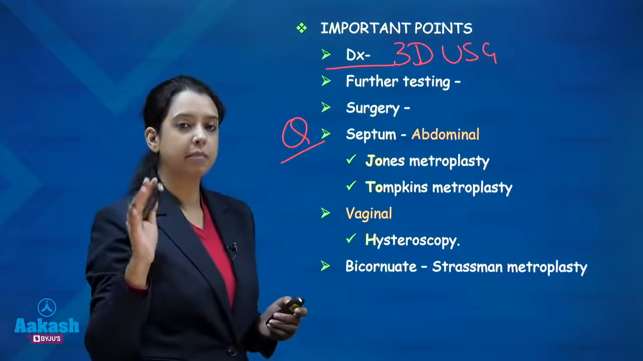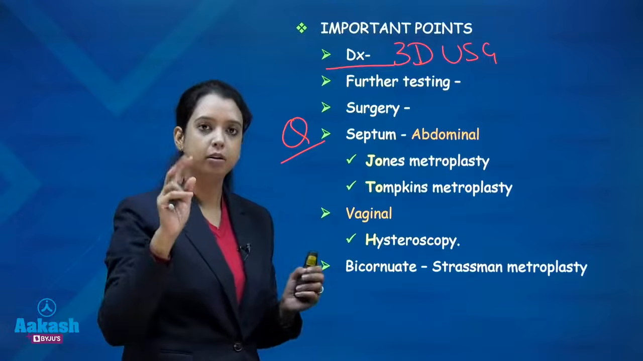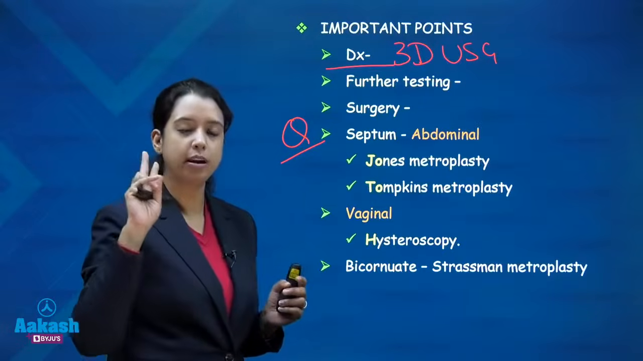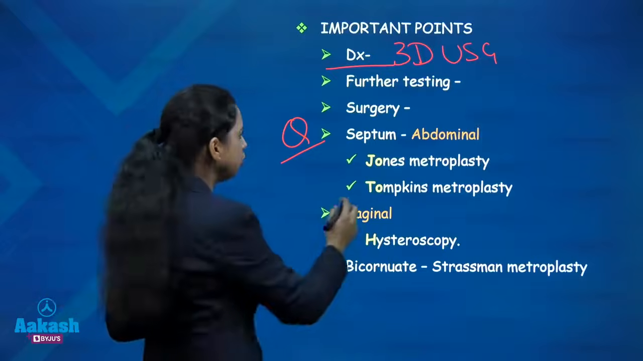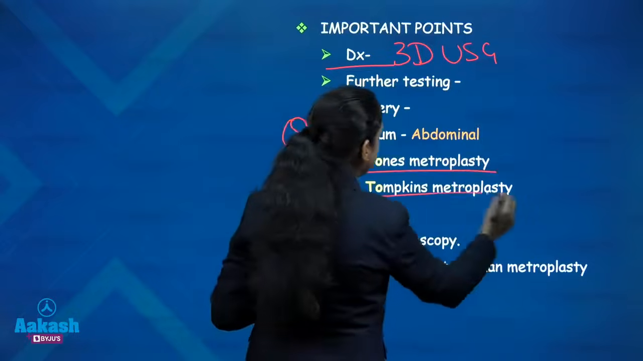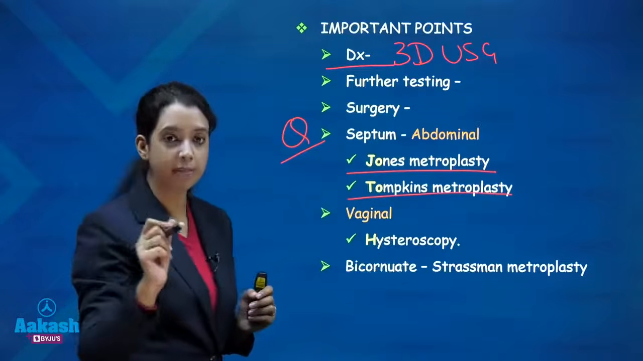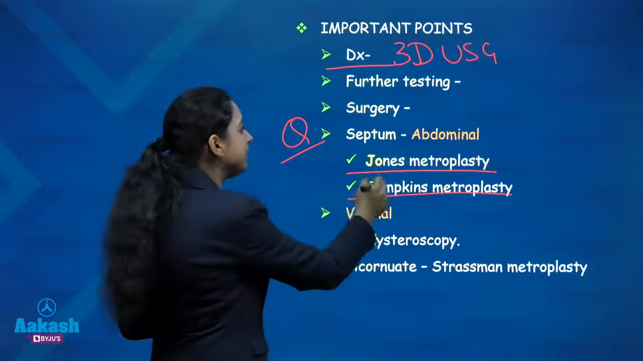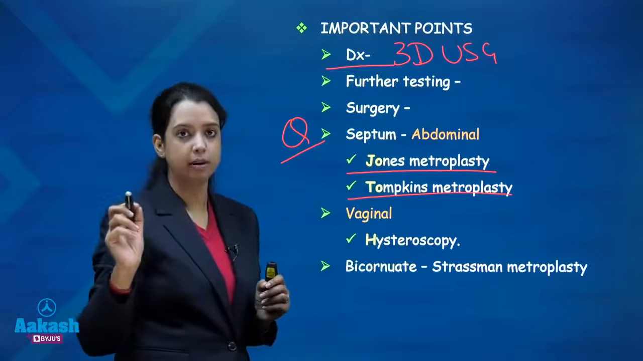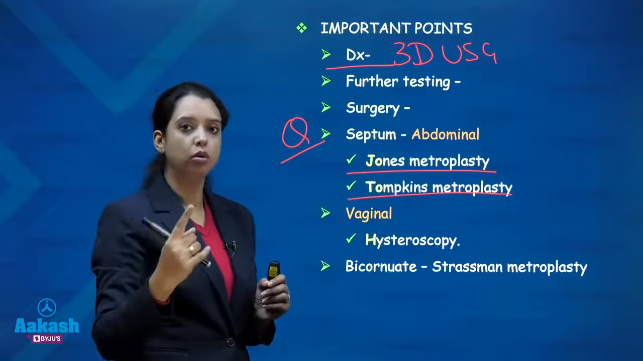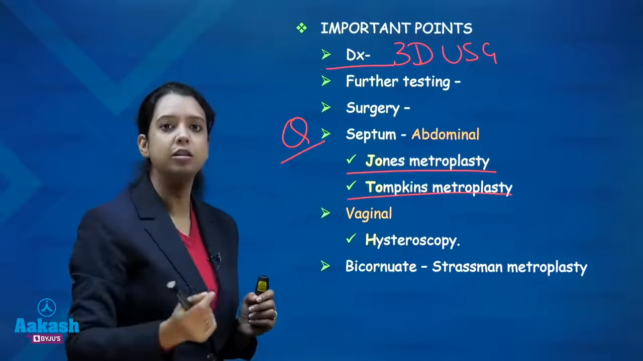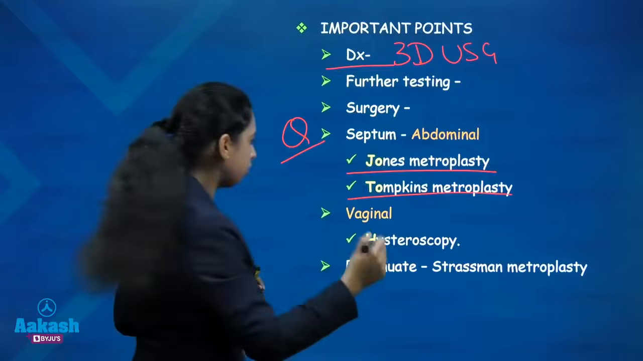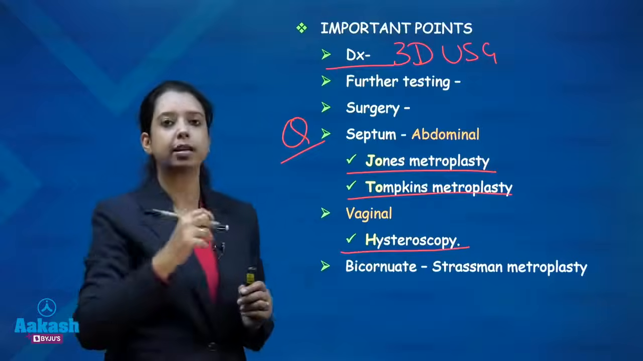So uterine septum can be repaired two ways. Abdominally, you need to know about two surgeries, Jones metroplasty and Tompkins metroplasty. Just remember the name. The questions have been asked on these names only, Jones and Tompkins. The best procedure though of removing a uterine septum is hysteroscopy. Go through the vagina, do a hysteroscopic septal resection.